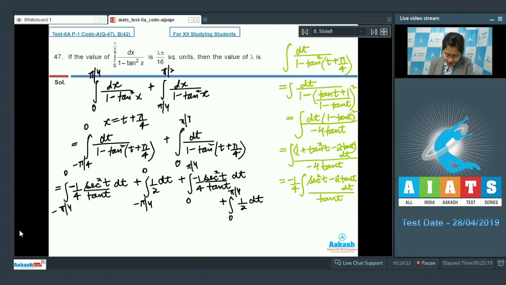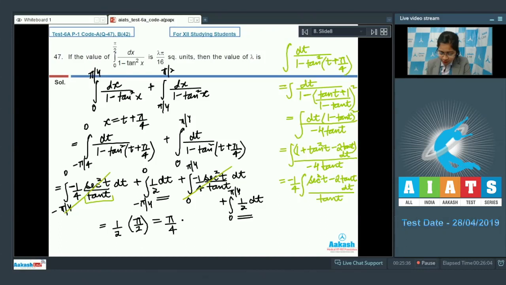Now if we talk about the function secant square t upon tan t, as the function is an odd function, we can say that the integral from minus pi by 4 to 0 will be equal to the negative of the integral from 0 to pi by 4. So these two integrals can directly be cancelled. Further, we can see that these two are continuous, so we can directly write it equal to half into the integral of dt, that is t from minus pi by 4 to pi by 4. So we will get 2 times pi by 4, that is pi by 2. So this is equal to pi by 4.